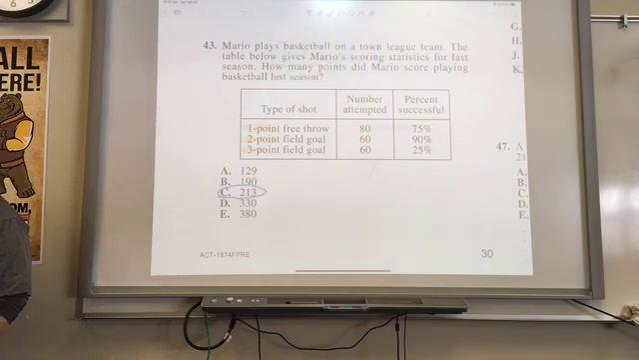I go, what's 75% of 80? You do that on your calculator, that's 60. What's 90% of 60? You can do that on your calculator, that's 54. And then what's 25% of 60, that's 15. But we're not adding those up because these are 1 point, 2 points, 3 points. It didn't say how many baskets, it said how many points, okay?